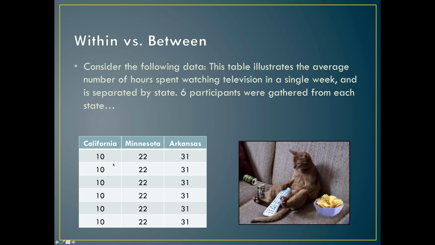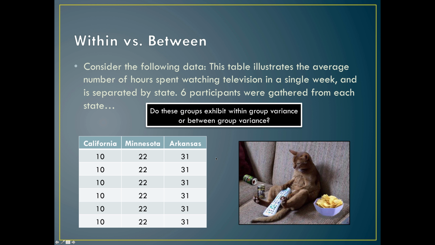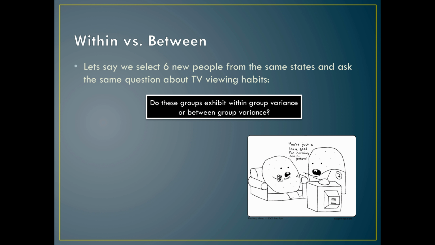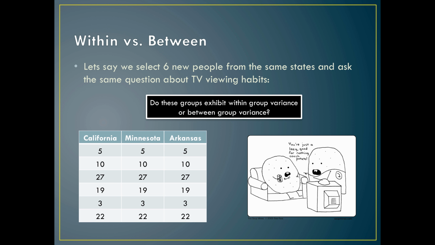In reality, you would never get six people rating the same thing exactly the same, but I just wanted to exaggerate here to really see the differences between within-group differences and in-between group differences. So now let's switch it a little bit. So let's just say that you go out there and you collect data on another six participants, but this time you get slightly different answers.